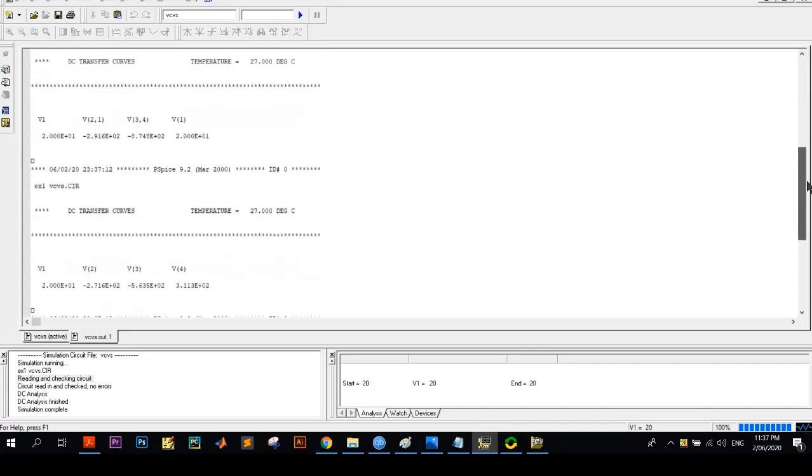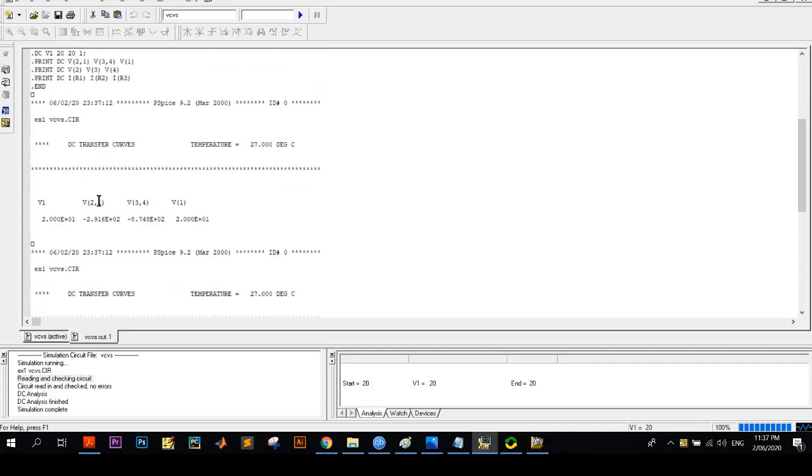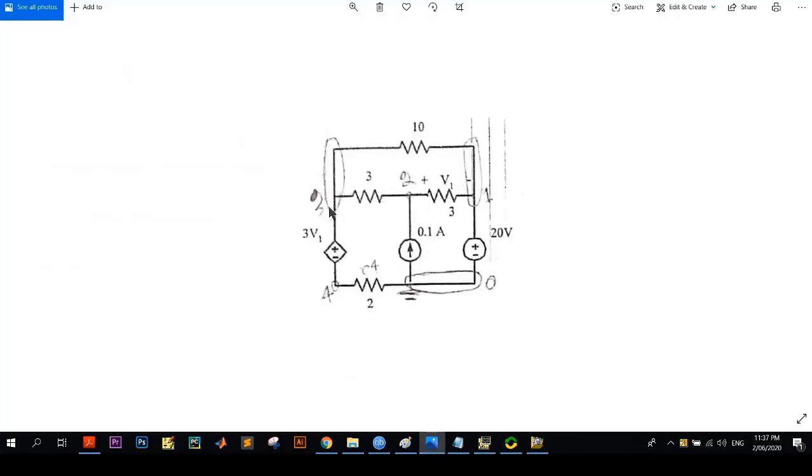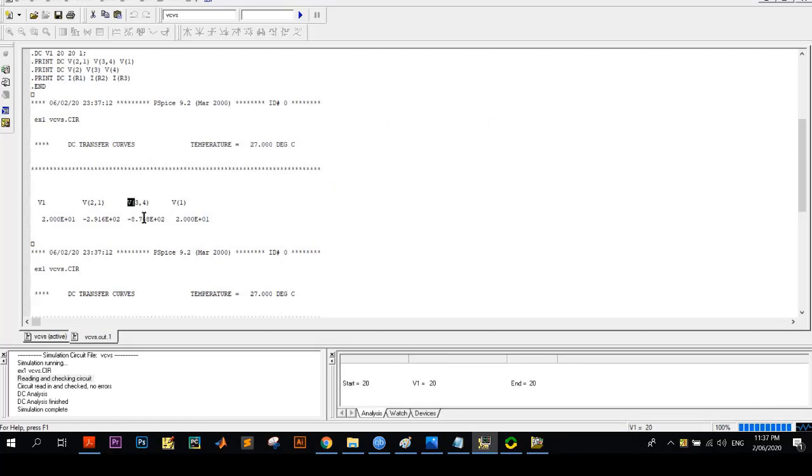Okay, so let us now check the voltage. So we can see the voltage between 2 and 1, voltage between 3 and 4. And if you want to know if your circuit is actually correct, you can do something like this. Here the node voltage between V3 and 4 is actually 3 times the node voltage between V2 and 1. So let us see if V3,4 is actually 3 times V2,1. So let us pick up the calculator.